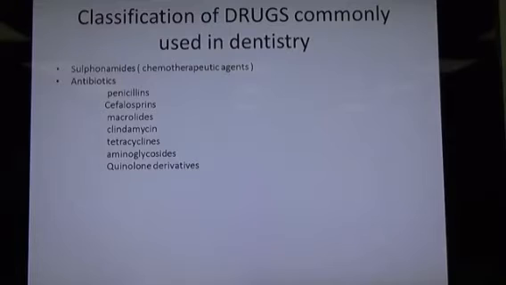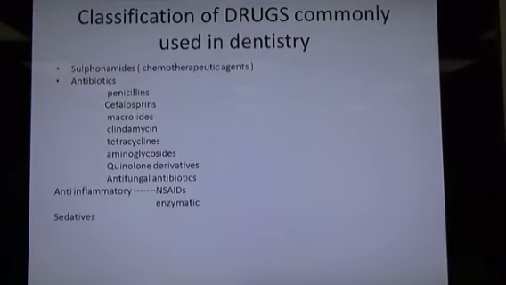Quinolone derivatives, you know which are the quinolone derivatives, Dr. Daich? This is used especially for pediatric. No. Antifungal, I will tell you later on. Antifungal antibiotics. Then you have NSAIDs, anti-inflammatory drugs, enzymatic anti-inflammatory drugs, sedatives, antidepressants, because in Western countries, the dentist can advise low-dose antidepressants in TM joint dysfunction syndrome.